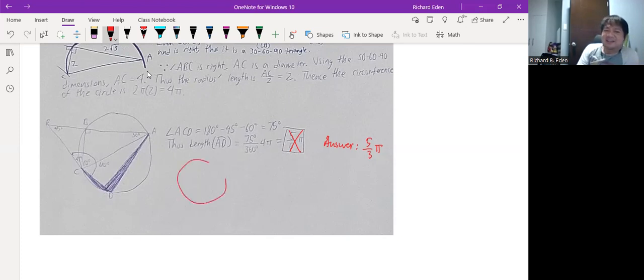Okay, so again, if we go back, ito, center, and then let's say that's theta. Tapos ito yung arc length niya. S over the circumference C equals theta over 360 degrees.